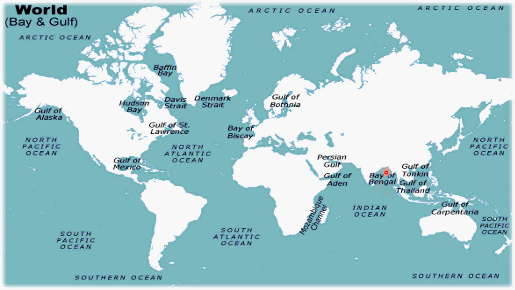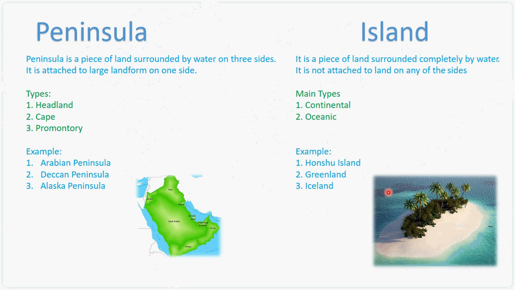Now let's talk about peninsula and island. A peninsula is a piece of land surrounded by water on three sides, whereas an island is a piece of land surrounded completely by water.